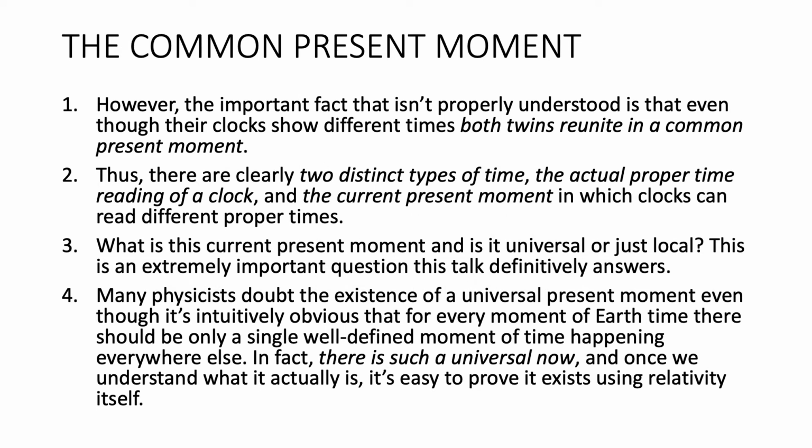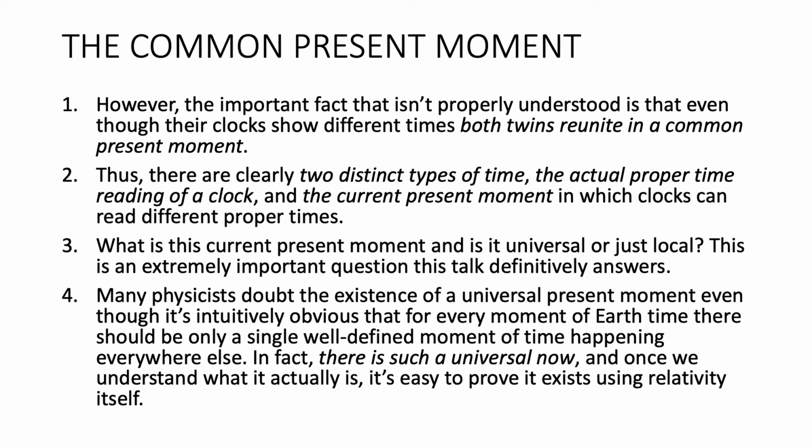However, the important fact that isn't properly understood is that even though their clocks show different times, both twins reunite in a common present moment. Thus, there are clearly two distinct types of time: the actual proper time reading of a clock and the current present moment in which clocks can read different proper times. What is this current present moment, and is it universal or just local? This is an extremely important question this talk definitively answers.